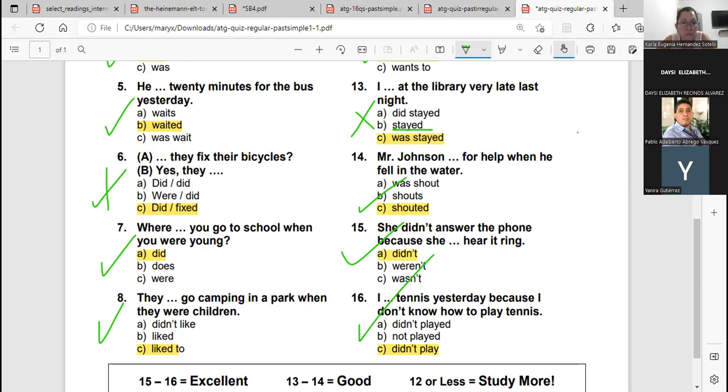Give me a moment. Disculpen que se me atravesó un estornudo.